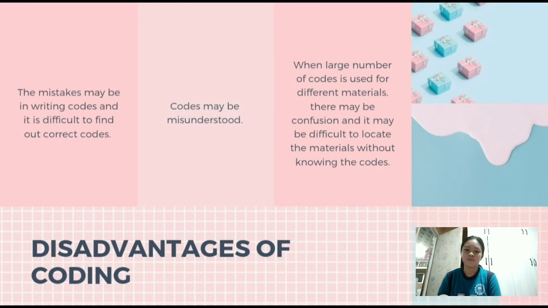Codification is important for materials when it is done in such a way that storing, issuing, and identifying of materials become easy. Also, classification and codification of materials are steps in maintaining stores in a systematic way.